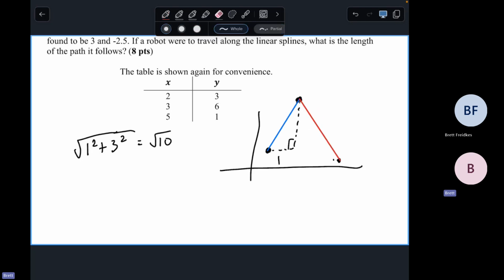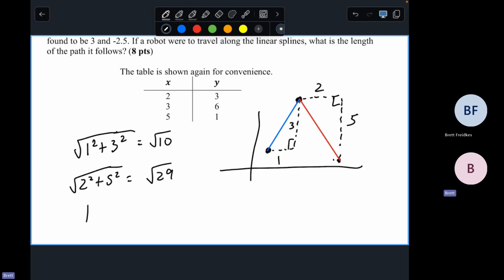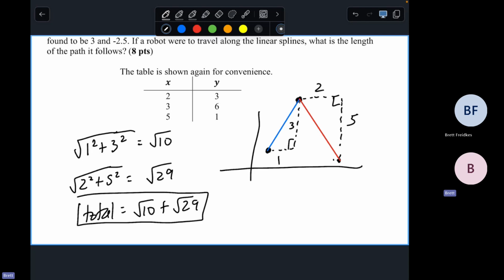If you want to go the other way, same deal, except now you have to look at different x and y values. What's the change in x? 2. What's the change in y? 5. So the length will be the square root of 2 squared plus 5 squared, which is the square root of 29. The total length will be the sum of those two, whatever that is in your calculator. I think that's an easier way of doing it.